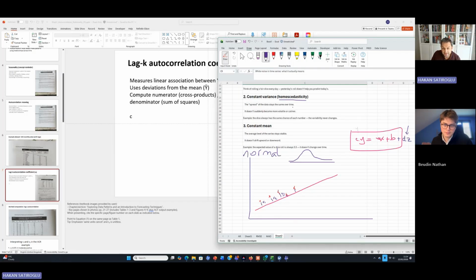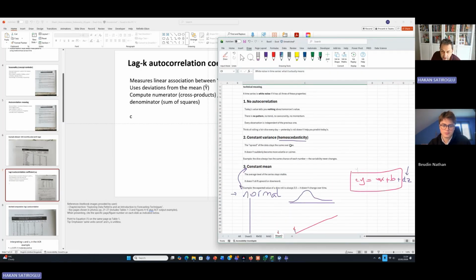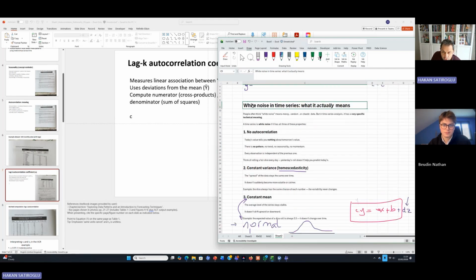Autocorrelation, homoscedasticity, normality. I think that one is the normality, constant mean. This is about normality, I think. Try to explain that one. I didn't read that one correctly. It says random noise is disturbing the things. It's not really helpful.